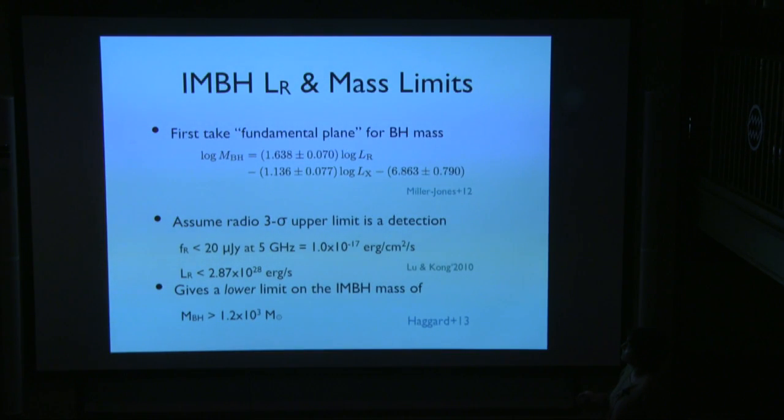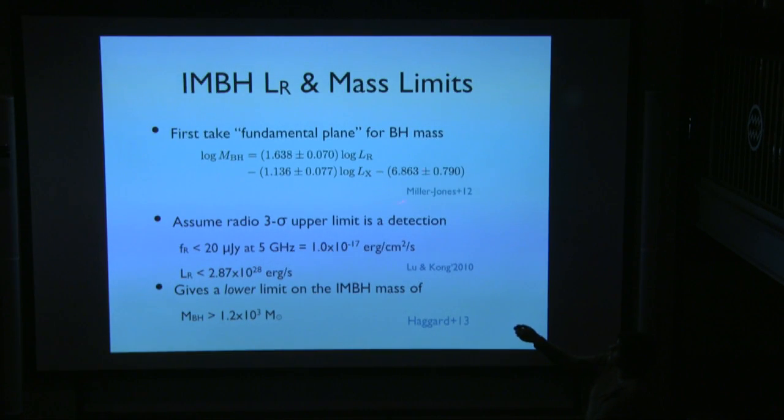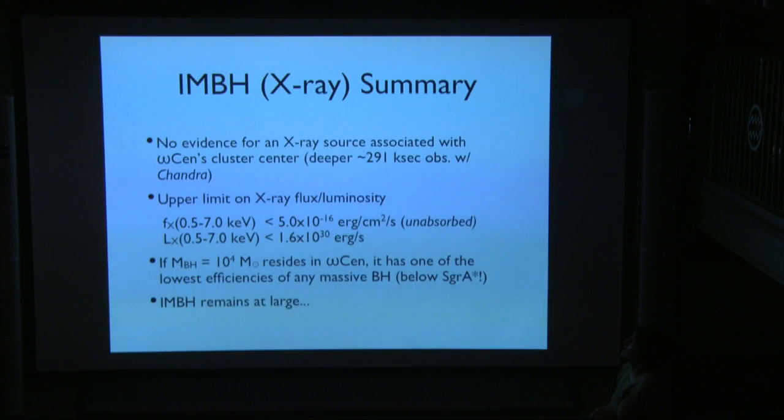Okay, similar efforts have been made. I'm going to skip through this just because of time. We can do the same exercise using that radio upper limit, plug our X-ray data in, and do the fundamental plane calculation ourselves. And from that, we can get a limit on the mass of the intermediate mass black hole of around 10 to the 3 solar masses. So this is not a particularly strong constraint, obviously, but it doesn't really look like there's any indication of an accreting supermassive or intermediate mass black hole in the cluster.